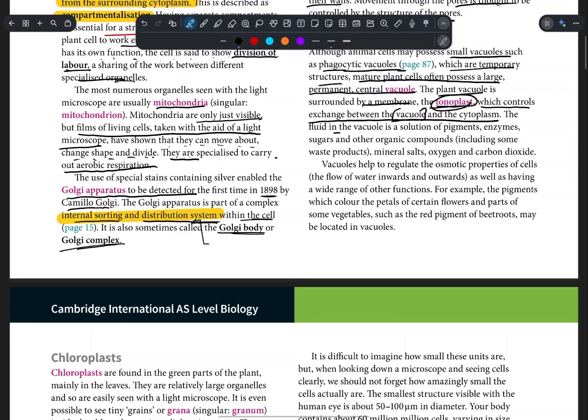The fluid in the vacuole is a solution of pigments, excess enzymes, sugars and other organic compounds, including some waste products. It can also store mineral salts, oxygen and carbon dioxide. So anything in the plant cell which is in excess amount, and which the functioning parts like chloroplasts and mitochondria don't need at that exact moment, gets sent to the vacuoles.